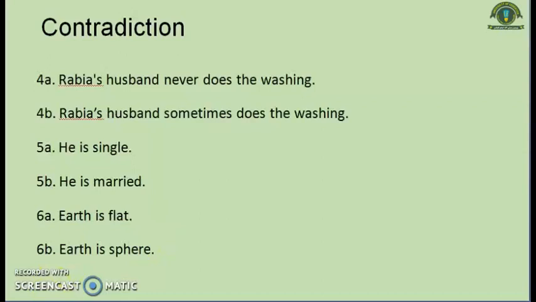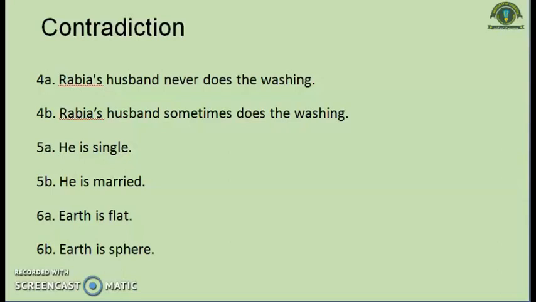In example number 4, Rabia's husband never does the washing. Rabia's husband sometimes does the washing. As I have said earlier, statements A and B are considered contradictory if they exclude each other. In the same example, if Rabia's husband never does the washing, then how is it possible that he sometimes does the washing?